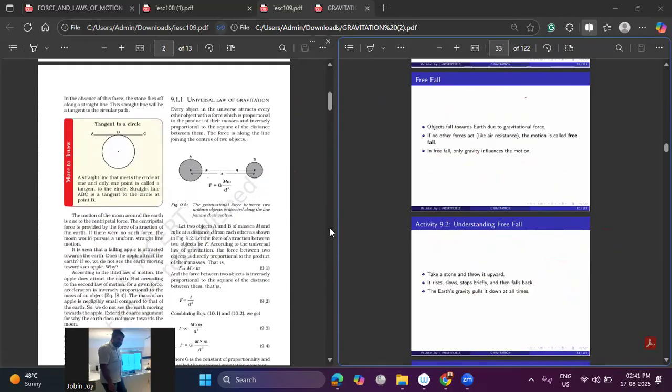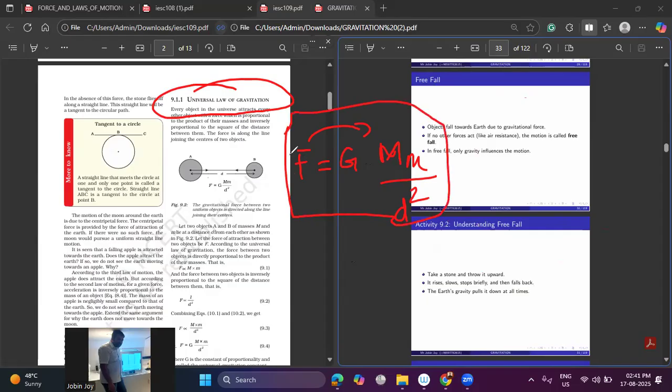So that's all about this topic, the universal law of gravitation. So what is the universal law of gravitation? Every object in the universe attracts every other object with a force, and the force is directly proportional to the product of their masses and inversely proportional to the square of the distance between them. This law is applicable to all the objects in the universe. That's why this law is called the universal law of gravitation.